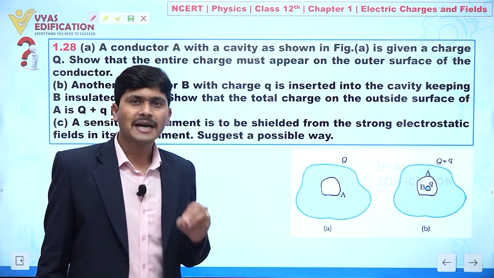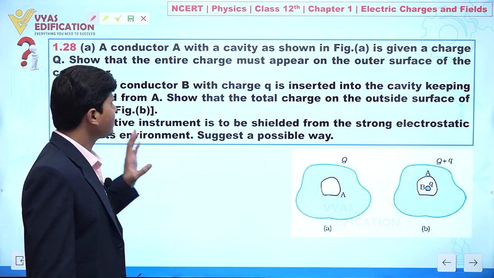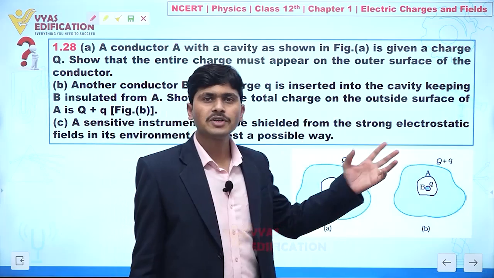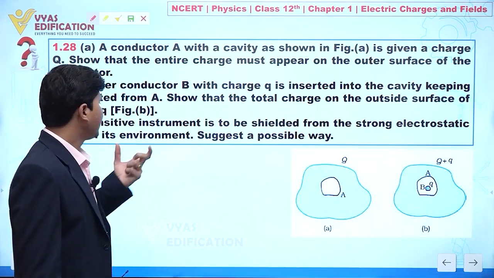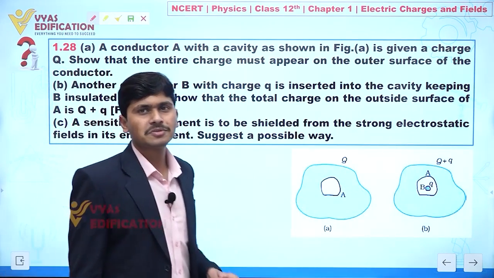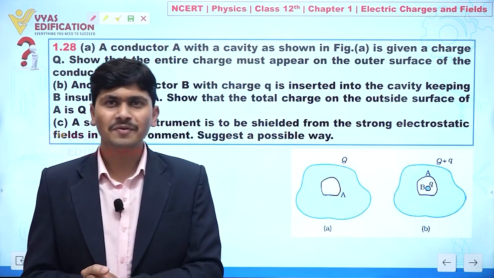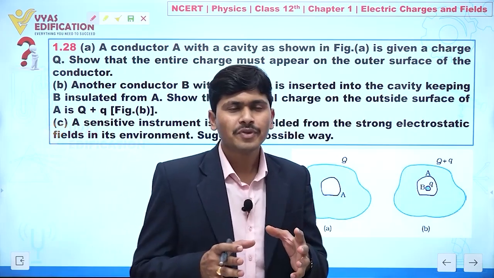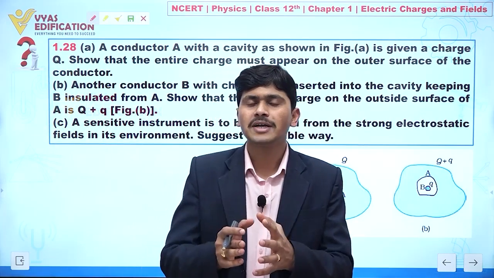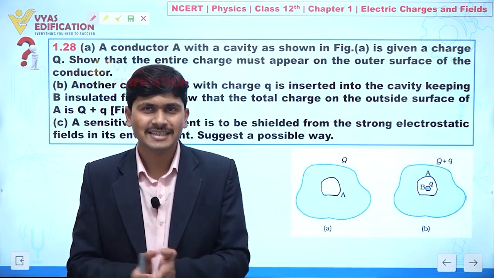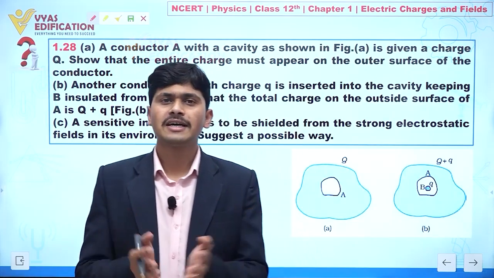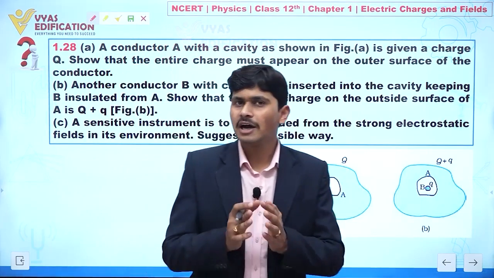Now we have part number C also. A sensitive instrument is to be shielded from strong electrostatic field in its environment. Suggest a possible way. So let's suppose we have a sensitive instrument and we want to protect it. So what can we do? We can place that instrument within a hollow cavity. Yes or no? So let's suppose we have a conductor and inside that conductor we have a cavity.